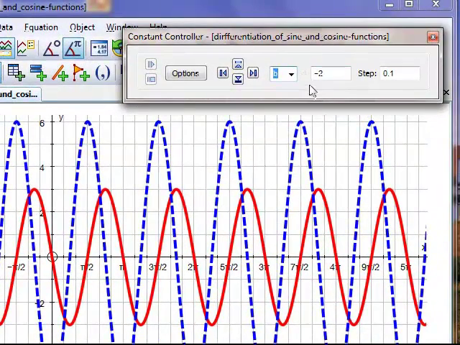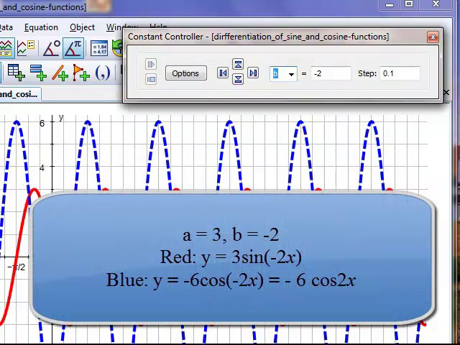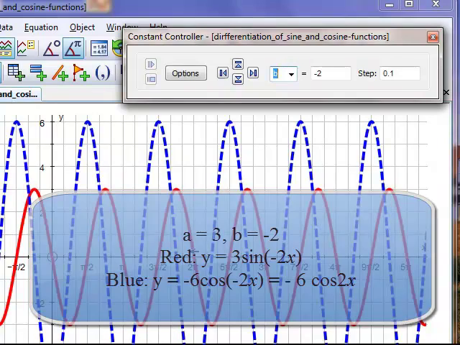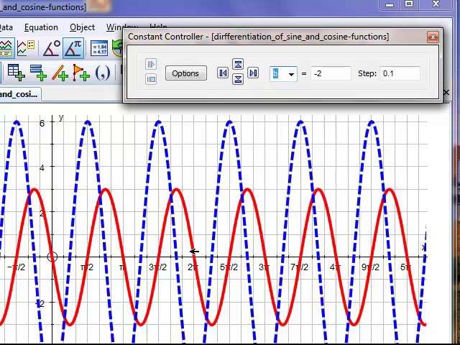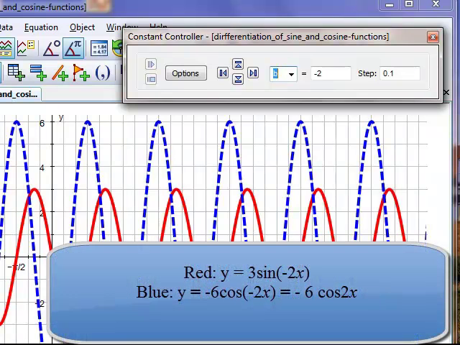So a is 3 and b is negative 2. So what's this curve here, the red one? y equals 3 sine negative 2x. What's dy by dx? Well, negative 2 times 3 is negative 6. So it's negative 6 cos negative 2x. Of course, cos negative 2x is the same as cos 2x. So the final answer would be negative 6 cos 2x.